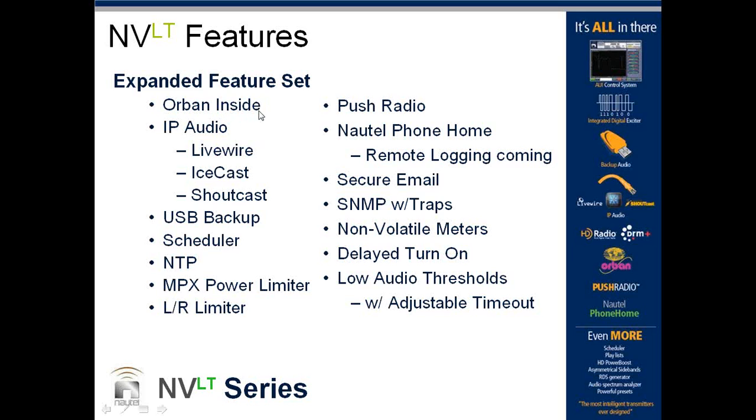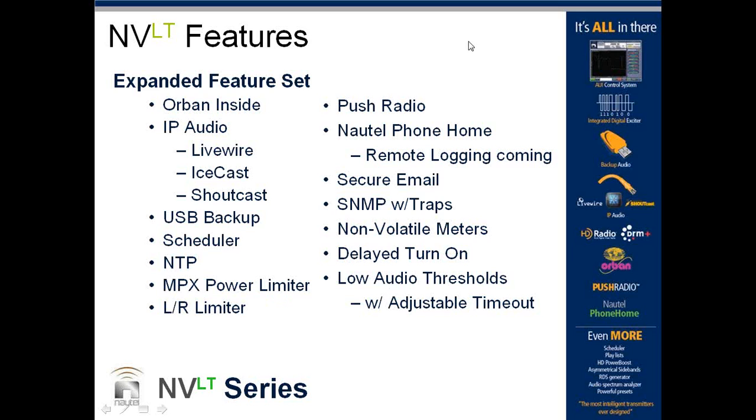So it accommodates the Orban Inside option, has all the IP audio function, USB backup, push radio. The scheduler is really cool. We'll get to that. NTP client built in, so the clock is set automatically. Just so people that don't know, that's network time protocol, so you can sync your real-time clock on the transmitter to your network. Multiplex power limiter, something that's needed in Europe particularly. Right, that kind of monitors the overall modulation depth of the transmitter over time and manages that.